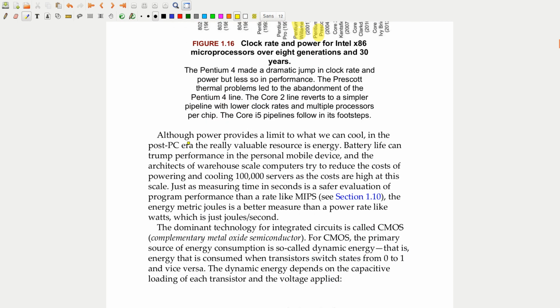So, although power provides a limit to what we can cool in the post-PC era, the real valuable resource is energy. So for mobile devices, that's the case. For personal mobile devices, we care about battery life. And I'm sure everyone here is probably in agreement there.